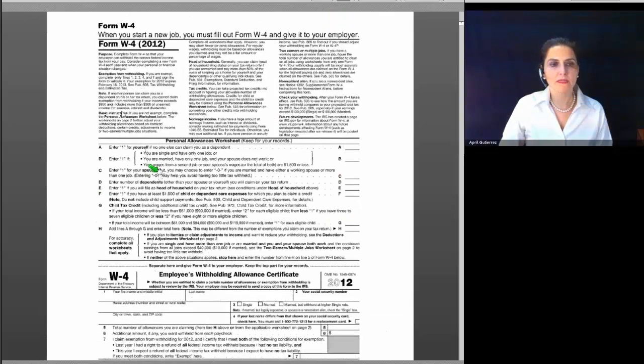When you get a job, one of the first things that you should be asked to do when you take up that job, begin working, is your employer should be asking you to complete a W-4. And the W-4 is telling your employer the tax rate of withholding that you want to see.